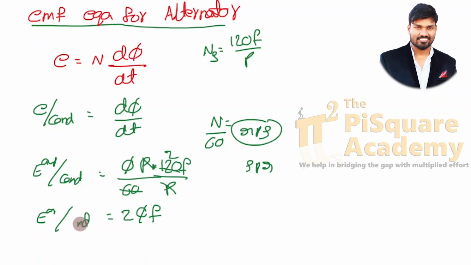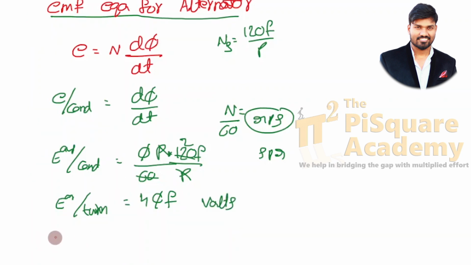One conductor is having this much. So what about one turn? Per turn you will have into 2, because one turn is having 2 conductors. One is this conductor, another one is this conductor. 2 conductors, so I am multiplying into 2. So this is simply 4 times phi into F, in volts. Now I want the RMS value, not the average value, because the alternator is AC.